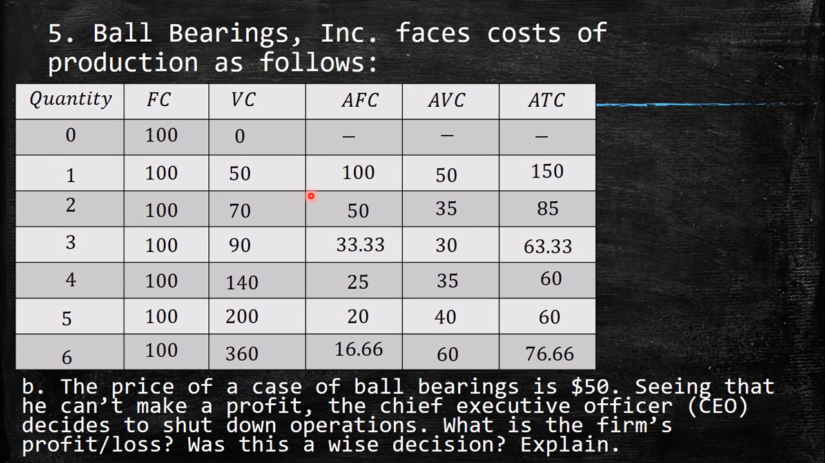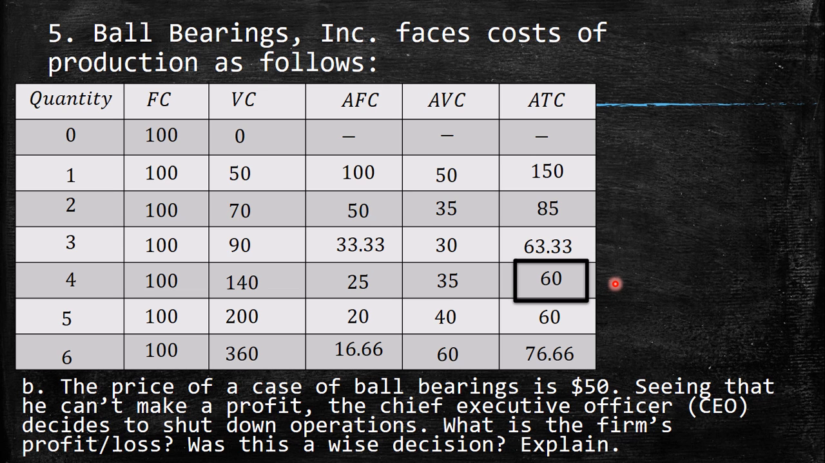Then the question says, the price of a case of ball bearings is $50. Seeing that he can't make a profit, the chief executive officer (CEO) decides to shut down operations. What is the firm's profit or loss? Was this a wise decision? Explain. So first we need to figure out the production of this firm, where the average total cost is the lowest one. So we're going to use these quantities, which is going to be 6.